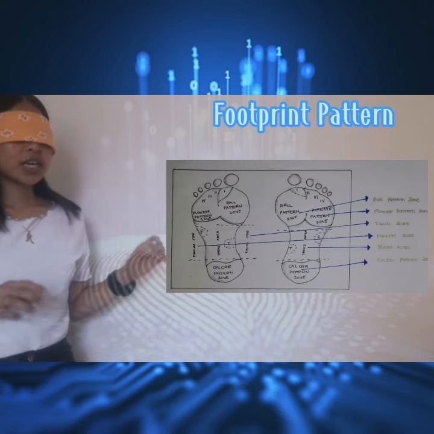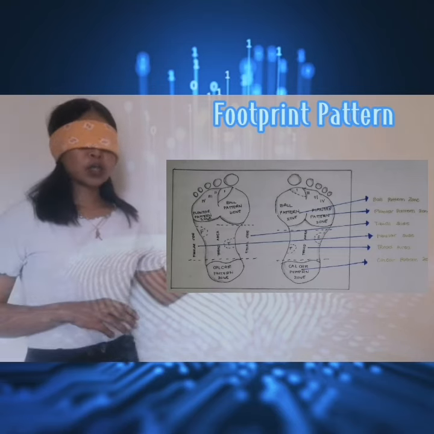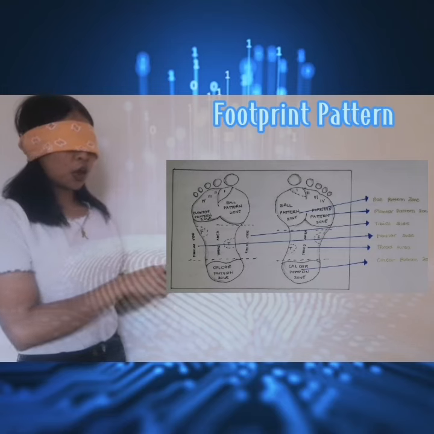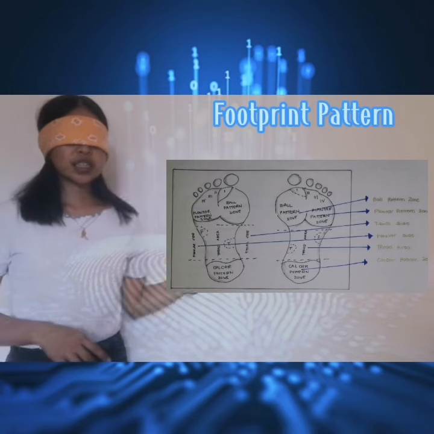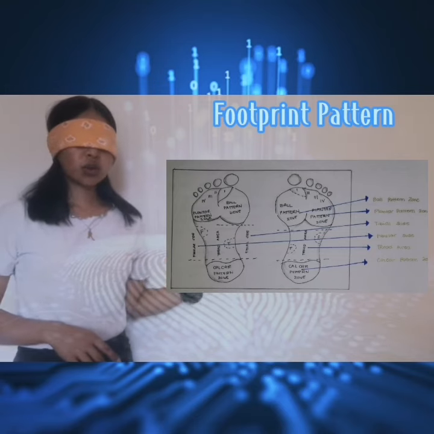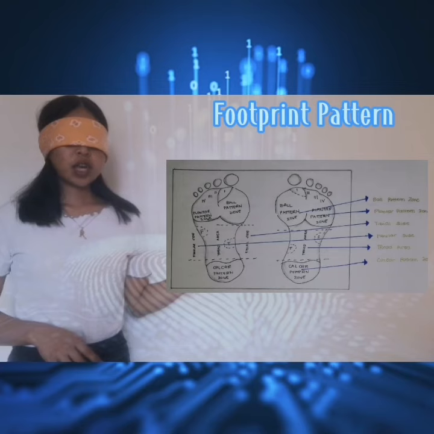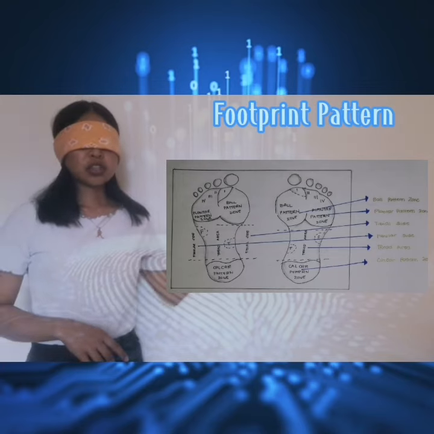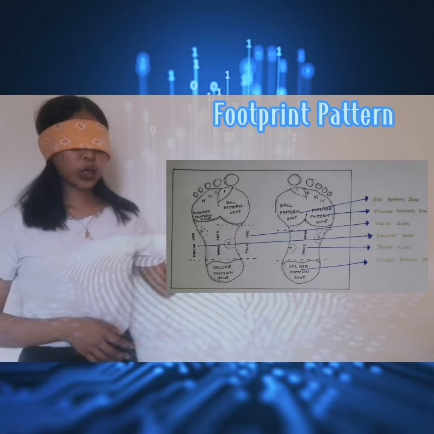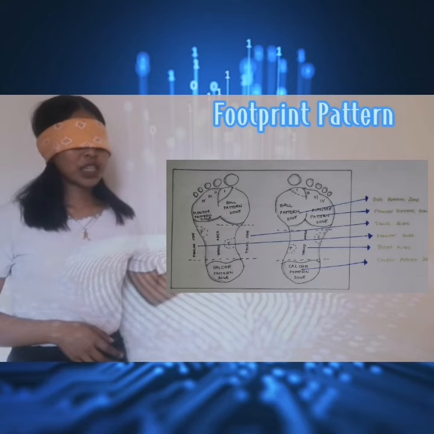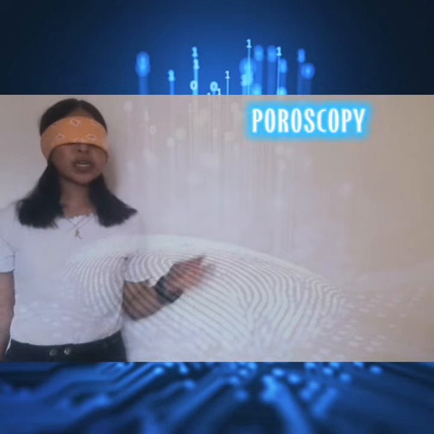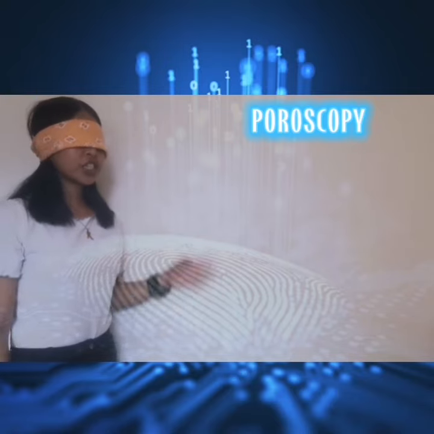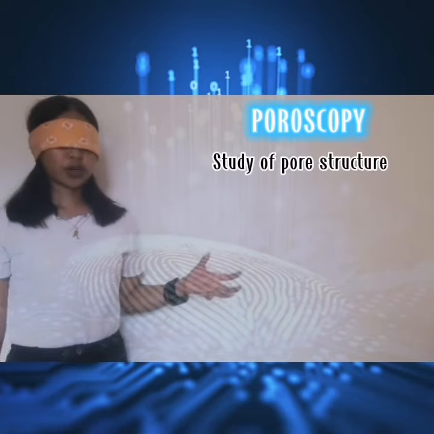The tibial side is the area of the tibial bone, which is the side of the foot where the big toe is located. The fibular side is located on the little toe side of the foot, just below the plantar zone and the thenar area, which is lying between the ball zone and the calcar zone. Next is poroscopy. Poroscopy is the science of fingerprinting which deals with the study of pore structure.